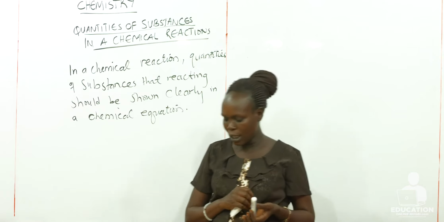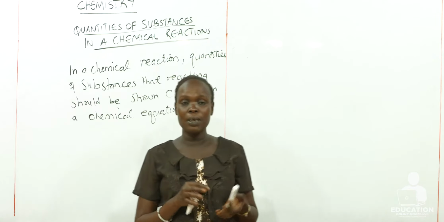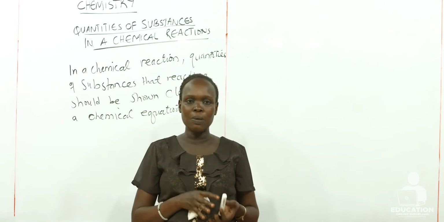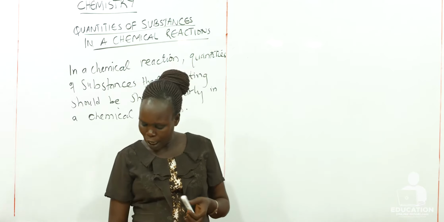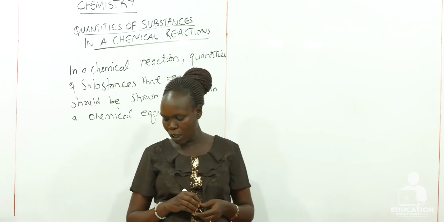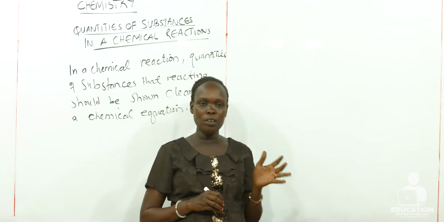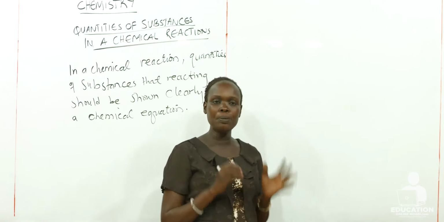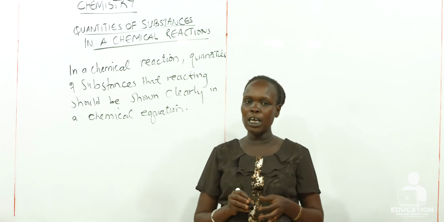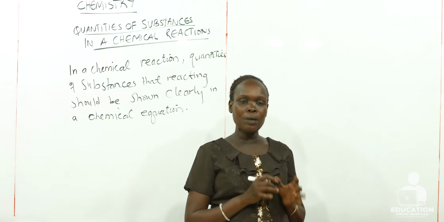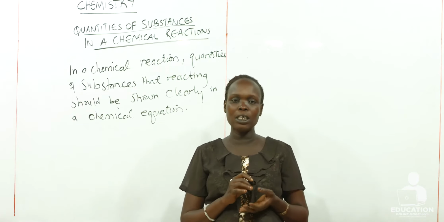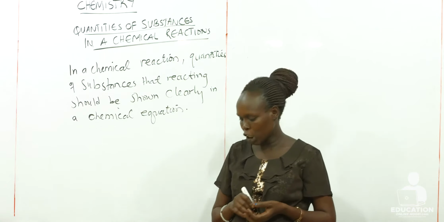So in this case we say that the quantities of the substances in chemical reactions should always be clearly specified. So the relative amount of any two substances involved in a chemical reaction is known as the mole ratio. Here the relative amount we represent as the mole ratio. So in any chemical reaction, the relative amount of the substances that are reacting, we consider it as the mole ratio.